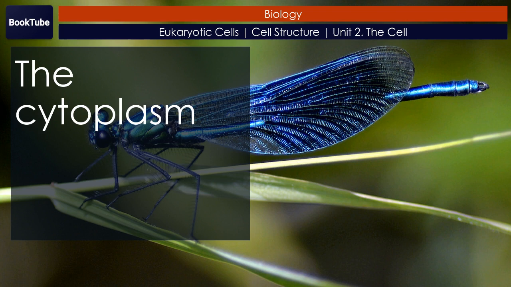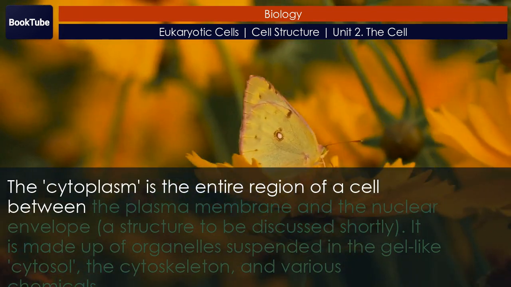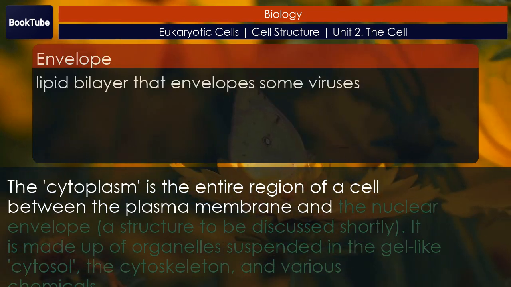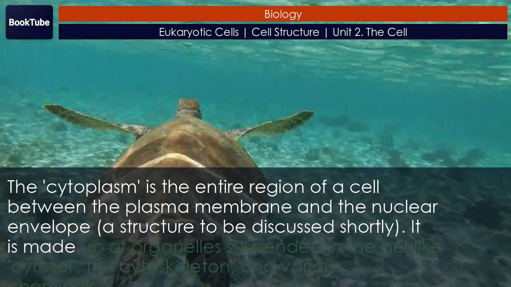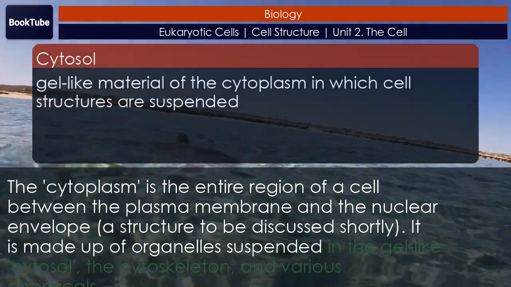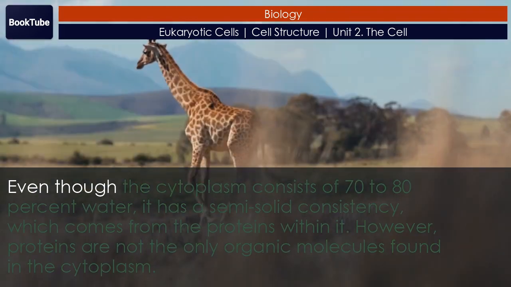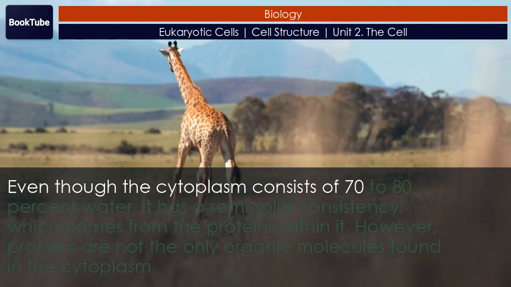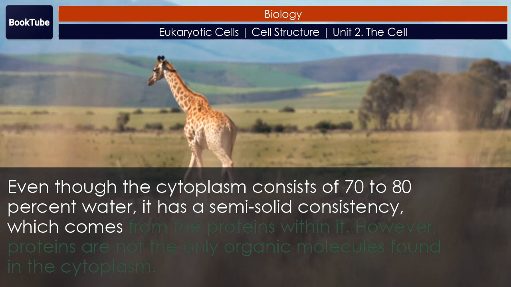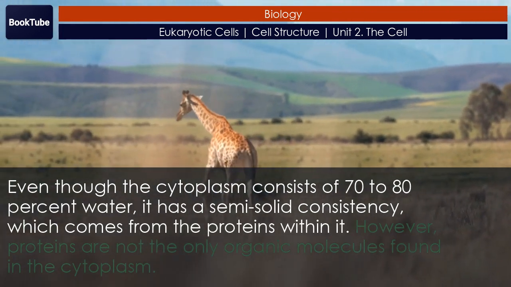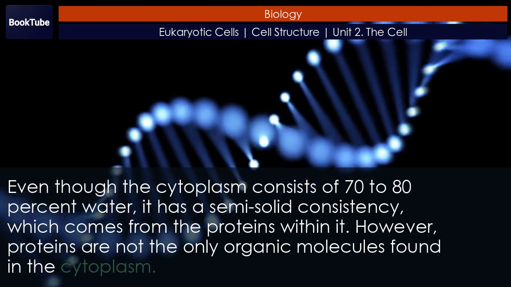The cytoplasm. The cytoplasm is the entire region of a cell between the plasma membrane and the nuclear envelope, a structure to be discussed shortly. It is made up of organelles suspended in the gel-like cytosol, the cytoskeleton, and various chemicals. Even though the cytoplasm consists of 70 to 80% water, it has a semi-solid consistency, which comes from the proteins within it.